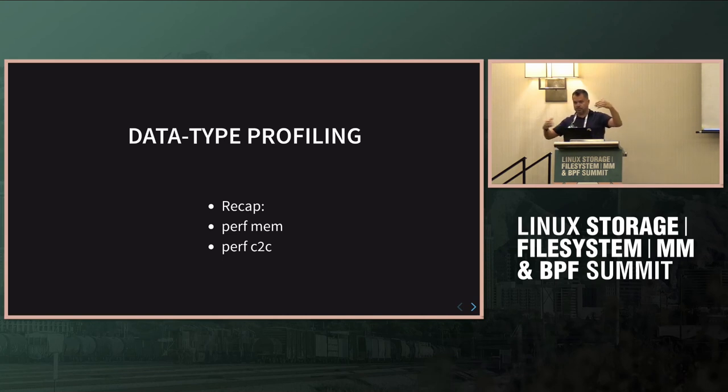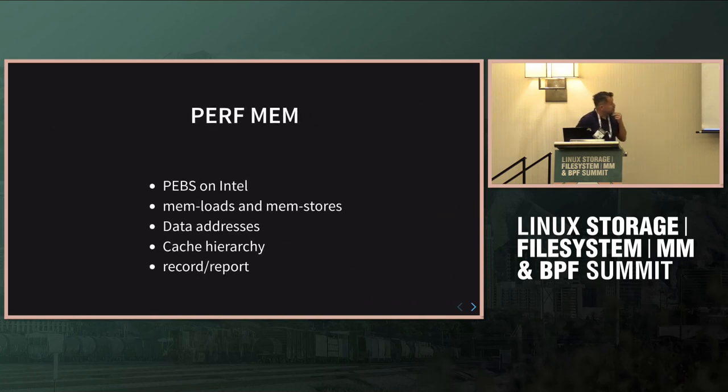So we have to reorganize the data structure in a way that this false sharing doesn't happen, to better utilize the cache. But then it gets to the problem of resolving the data type. That's what gets us to data type profiling. There has to be a way for us to do this. So let's take a look at perf mem. It's for memory loads and memory stores. You have information about the data address in addition to the IP address, where in the code this happened.